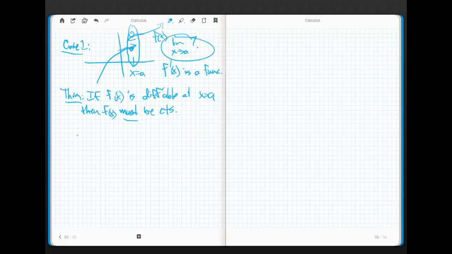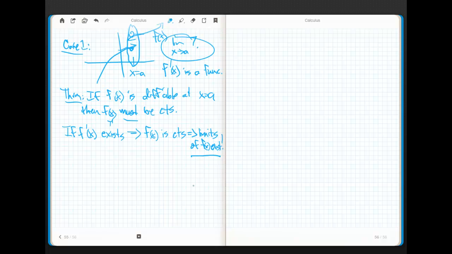Now, there's something that's really important here that you have to understand. Check this out. If f prime of x exists, according to this theorem right up here, this implies f of x, the function, is continuous. Well, what does this imply? This implies the limits of f of x exist. However, the converse is not true.